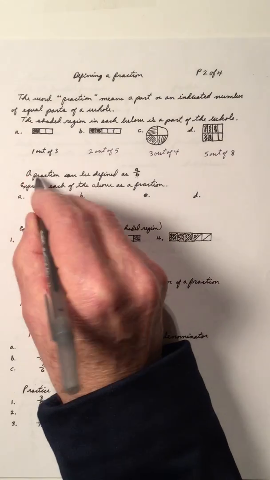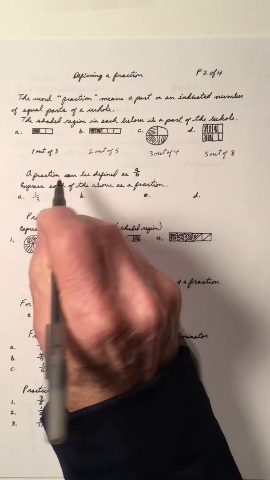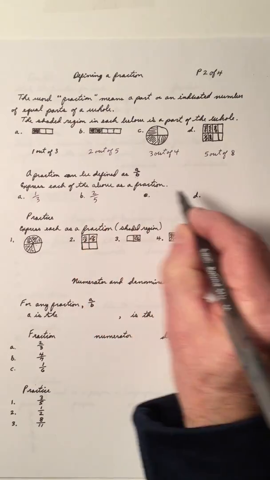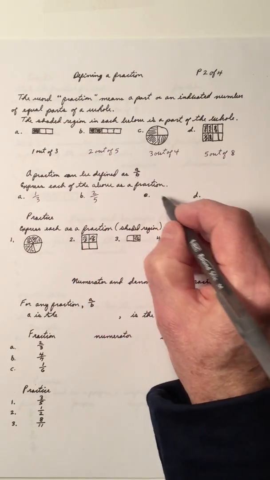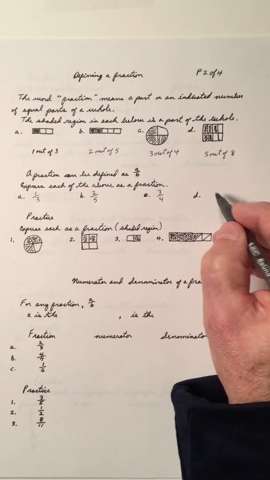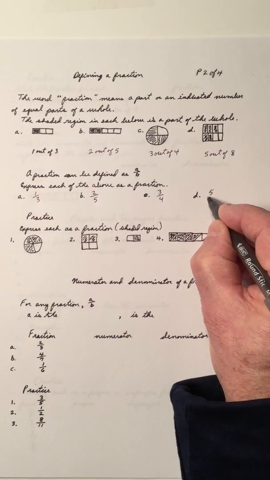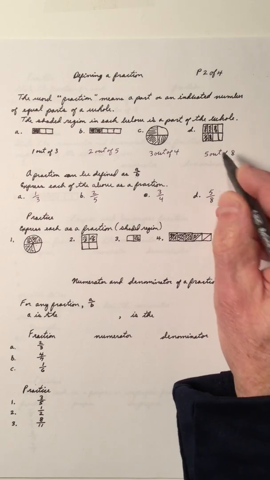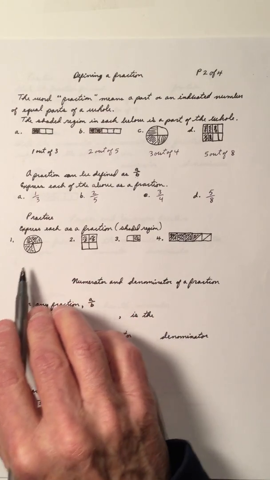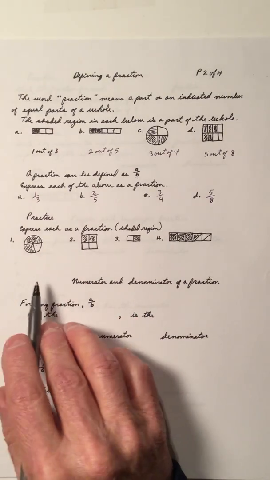So a fraction is 1 out of 3. 2 out of 5 is 2 over 5. A fraction is 3 out of 4. Fraction, 5 out of 8. 5 is shaded out of the 8 parts. Practice. Pause, do it, and then replay.